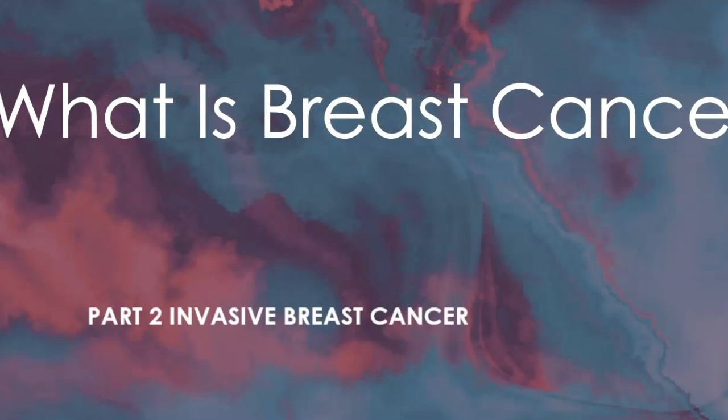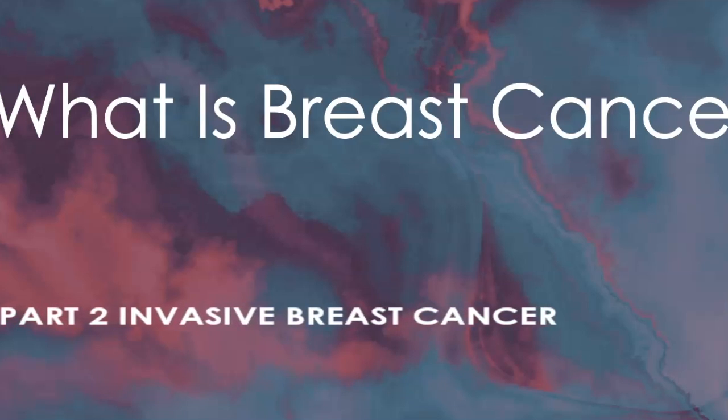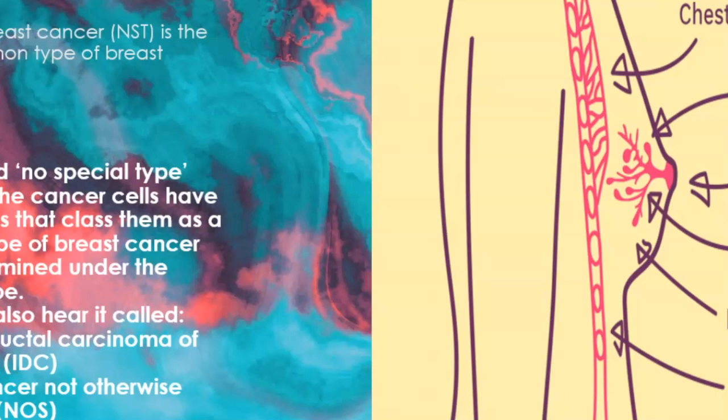So invasive breast cancer can occur when DCIS, or ductal carcinoma in situ, begins to go beyond the duct itself. So you see the ducts that are found in the mammary glands. What can happen is that if the cancer goes undetected, it can start going beyond that into the breast tissue.